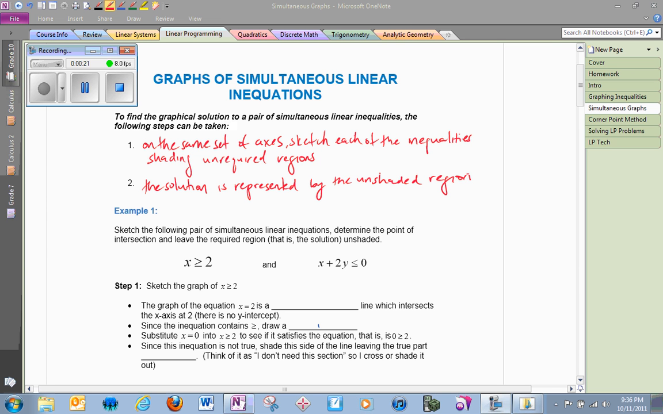Let's get started. It says to find the graphical solution to a pair of simultaneous linear inequations or inequalities, the following steps can be taken. 1. On the same set of axes, I want to sketch each of the inequalities, shading in the unrequired regions. We've already been able to do this. We did this in the last note. And the second part is the solution is represented by the unshaded region. So because we're graphing more than one inequality, there'll be a region that will be unshaded. That's what we're hoping for.